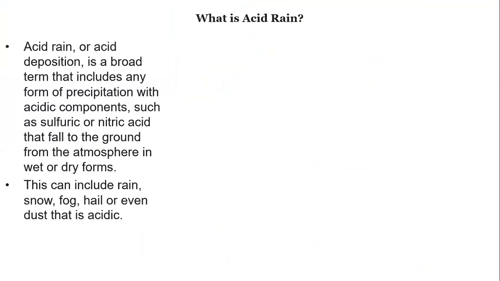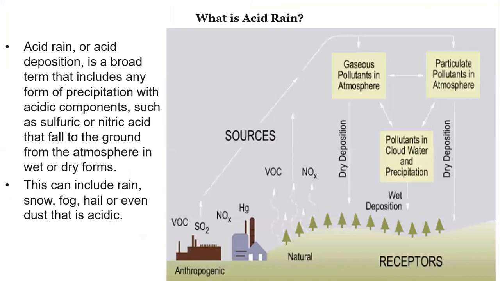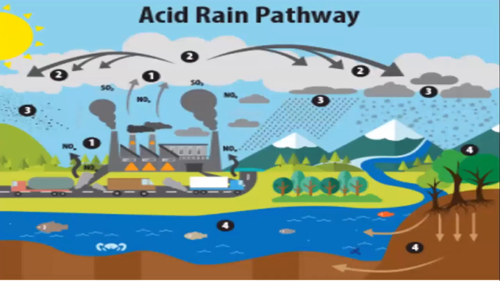Acid rain or acid deposition is a broad term that includes any form of precipitation with acidic components such as sulfuric or nitric acid that fall onto the ground from the atmosphere in wet or dry forms. This can include rain, snow, fog, hail, or even dust that is acidic. Now let's see what causes this acid rain.